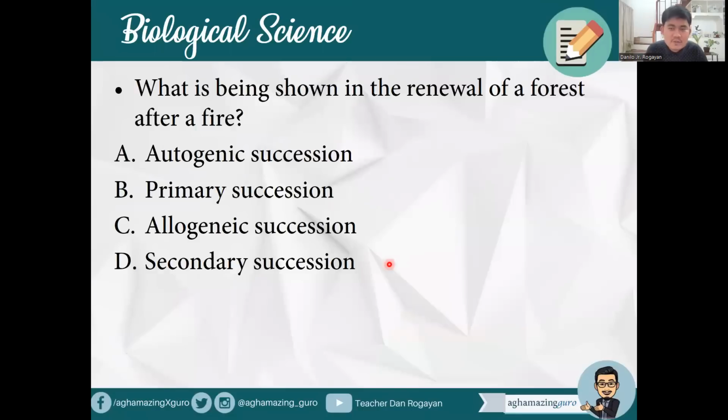So what is being shown in the renewal of a forest after a fire? A, autogenic succession. B, primary succession. C, allogenic succession. Or D, secondary succession. Nililito lang kayo, pero alam niyo ang sagot. Tama? Okay, after a fire, that's already a secondary succession. Fire lang ba? Any disturbance. Hindi lang fire. Pwede yung strong typhoon probably, o kaya kaingin farming, or anthropogenic activity.